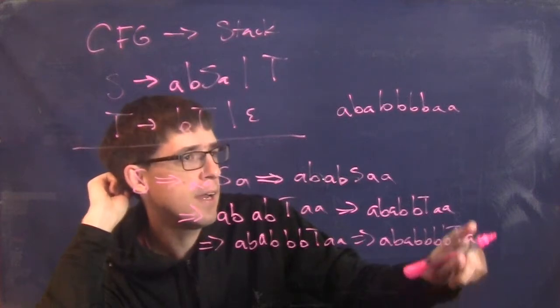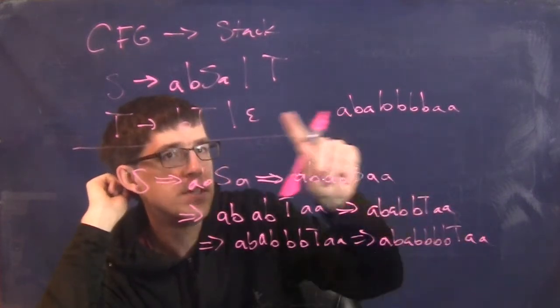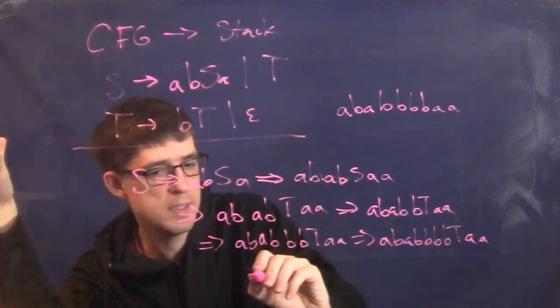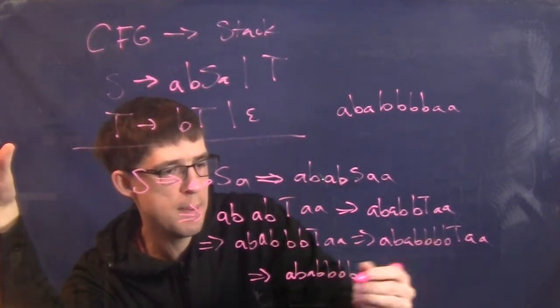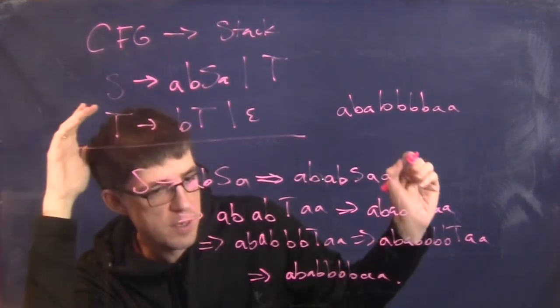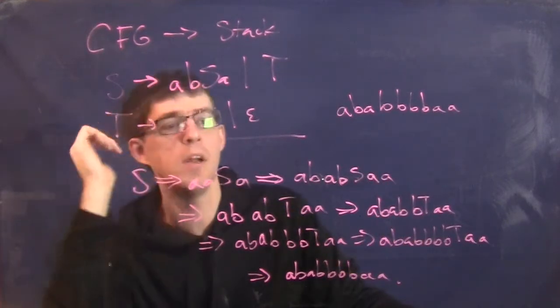And then finally, so this is the string here. I don't want the T in there. I go T goes to epsilon, and that's the end of the story, right? A, B, epsilon. I'm just not going to write it. A. And there is my string. That's the derivation. All right.